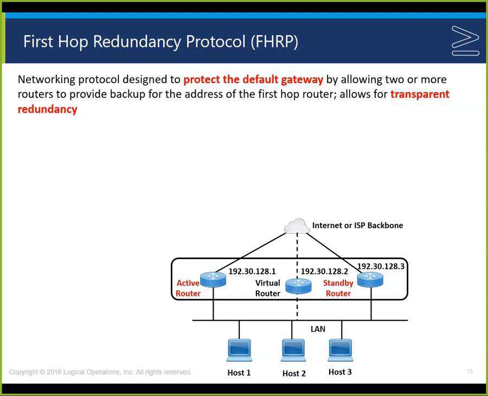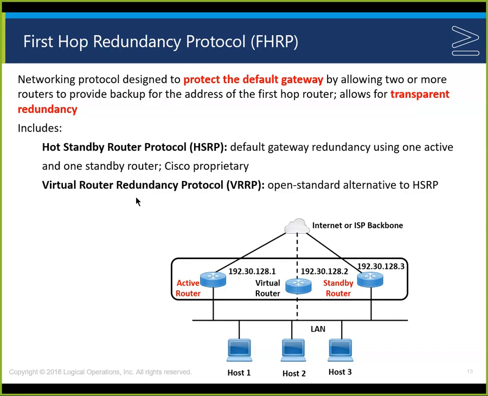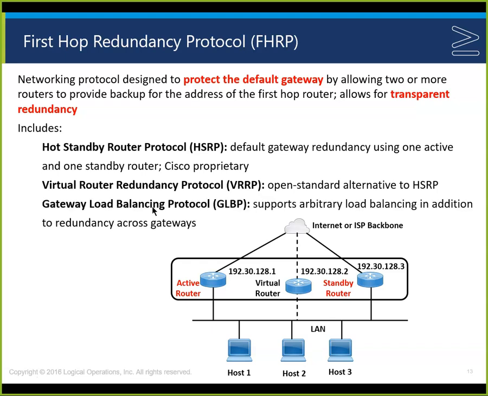When this one says two or more routers, in the case of HSRP, we can have exactly one active router and one standby router. We can have others configured to use the protocol. They're going to be in a listening mode. When we get to VRRP, we can have multiples configured to be the backups for it. So HSRP is the default gateway redundancy protocol using one active, one standby router, Cisco proprietary. VRRP is an open standard alternative to HSRP.